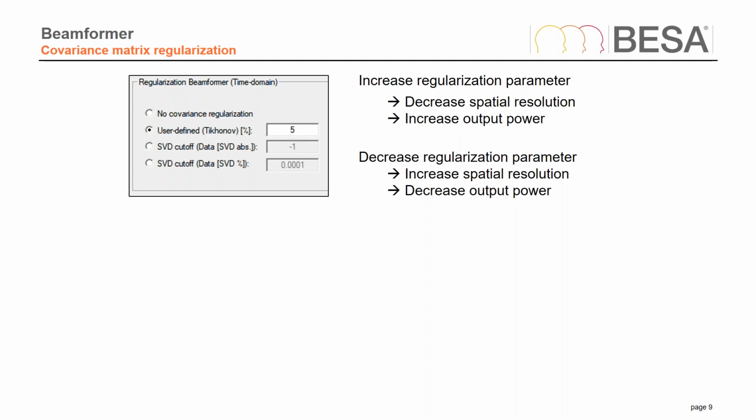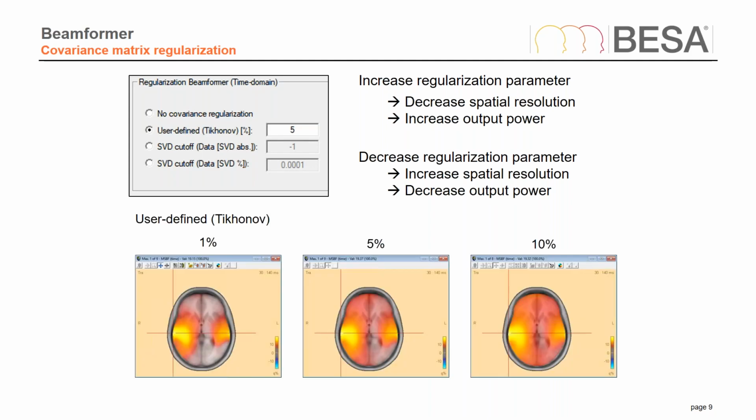You can see here an example where the left shows a case of 1% regularization and the right is the same data with 10% regularization. So you can see how regularization gradually smears the signal over more brain areas, but it may also enhance some of the signal.